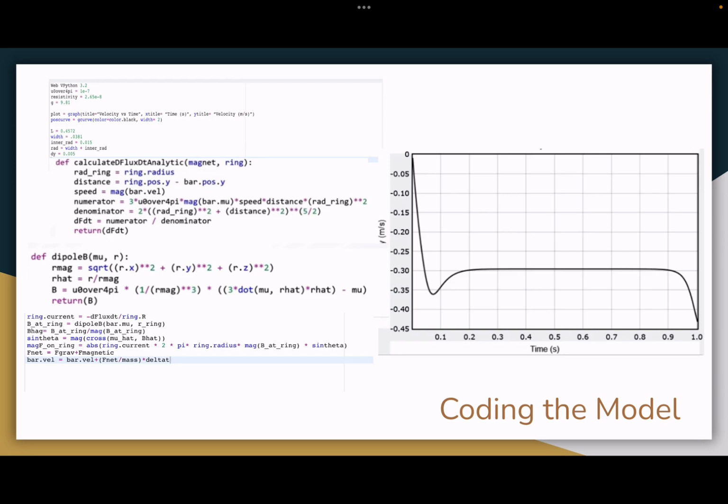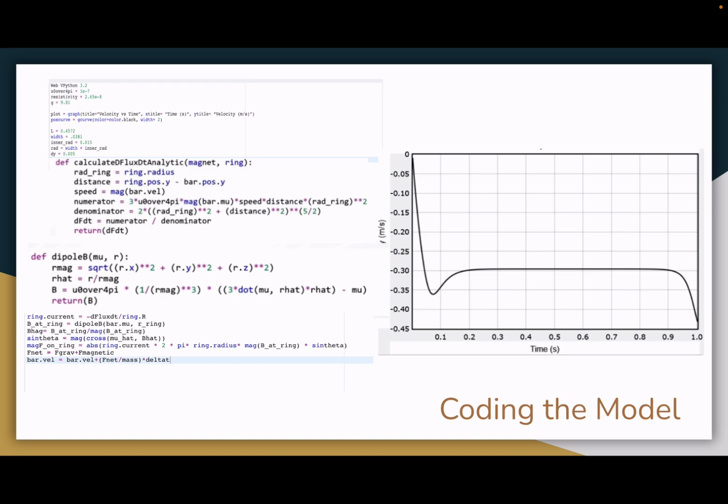For the coding model, in the computational model, we wrote functions to calculate magnetic fields, induced currents, and net forces at each moment in the fall. The simulation tracks the magnet's position and velocity over time and updates the forces accordingly. The code produced a fall time of 1.1 seconds, which is reasonably close to our physical measurement given the complexity of the system.